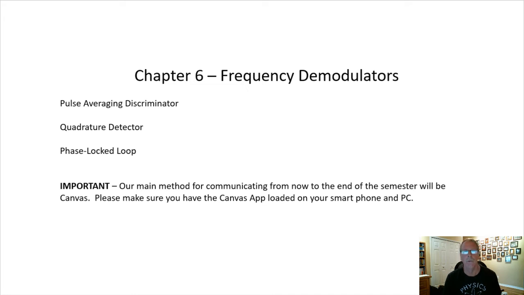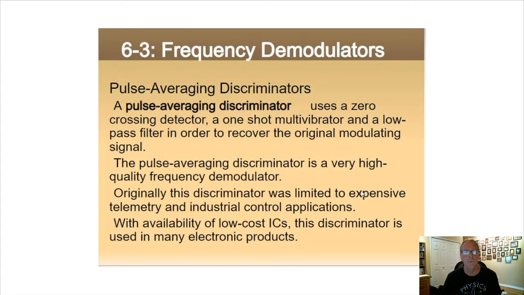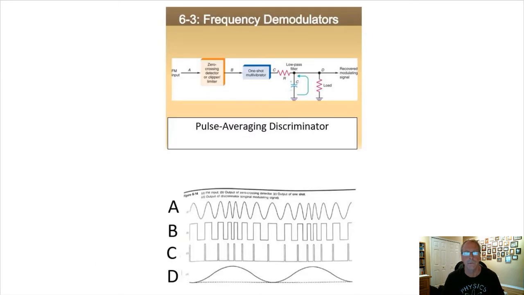Okay, so here we go. What is a pulse averaging discriminator? Here's a block diagram of it. It has a zero crossing detector, a one-shot, and then a filter. So that's what it consists of.